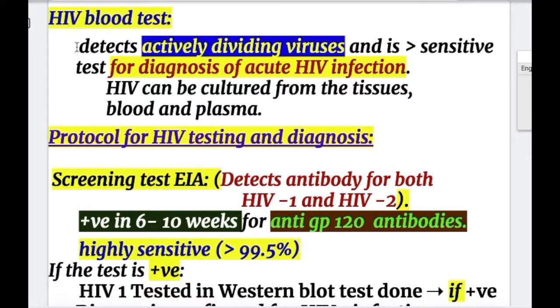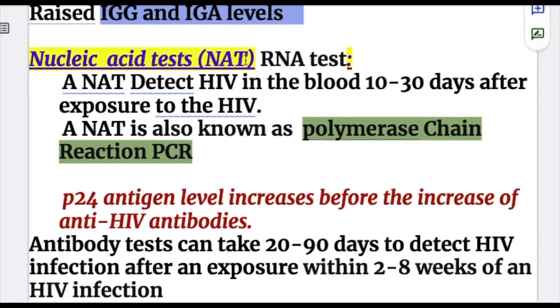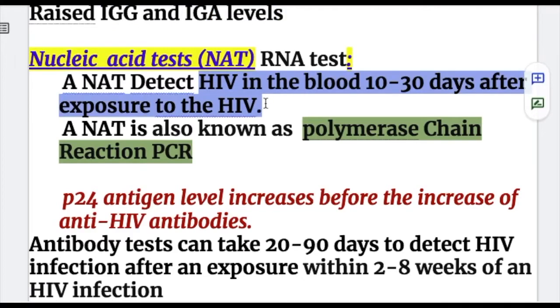HIV blood test detects actively dividing viruses and is a more sensitive test for the diagnosis of acute HIV infection. HIV can be cultured from the tissues, blood, and plasma. So the HIV blood test detects actively dividing virus and is good for the diagnosis of acute viral infection. The nucleic acid test, NAT test or RNA test, detects HIV in the blood 10 to 30 days after exposure to HIV. It's also known as polymerase chain reaction.